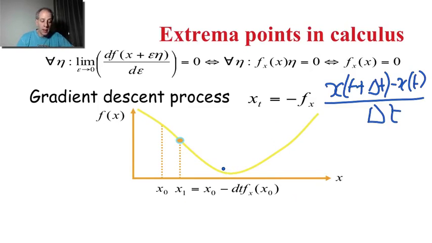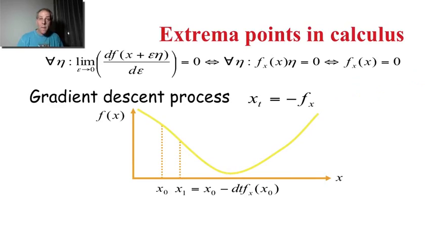Let's just see that again. We go one step, and then we go another step and another step until basically we get to the steady state. In the steady state, we have x_t equals 0. Nothing is changing anymore, and therefore this is equal to 0, which is our condition. So once again, we know that the condition for a point to be a minima of a function is that the derivative has to be equal to 0.